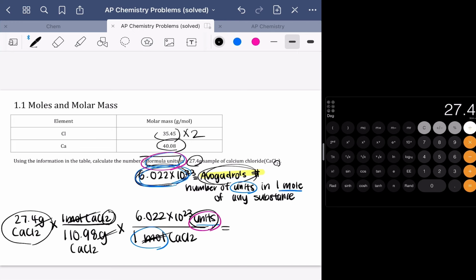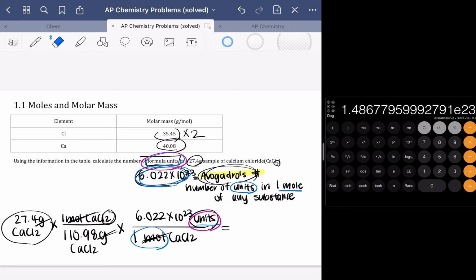27.4 divided by 110.98 multiplied by 6.022 times 10 to the 23, and that's it. So we got this large number, and don't worry about it.